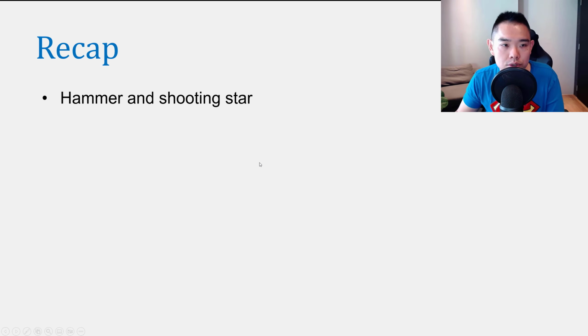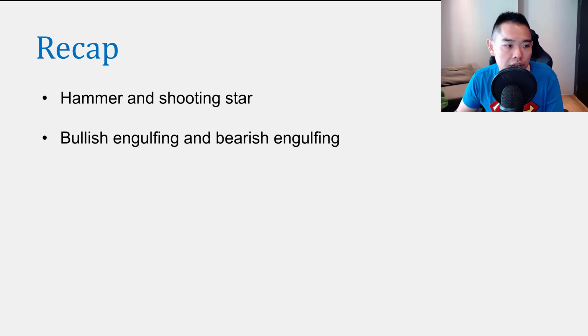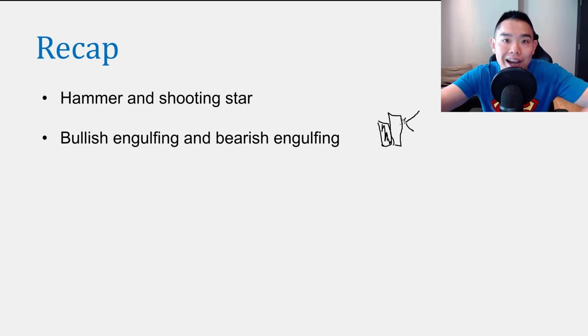Next one, we have the bullish and bearish engulfing pattern. The bullish engulfing pattern is a 2-bar reversal pattern. This over here, the first one, is a bearish candle, and then the next candle we have a strong close above the first candle. This is what we call a bullish engulfing pattern, where the second candle has engulfed, covered the body of the first candle. So this is a bullish pattern.